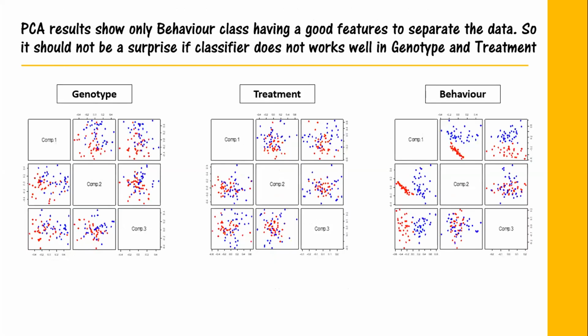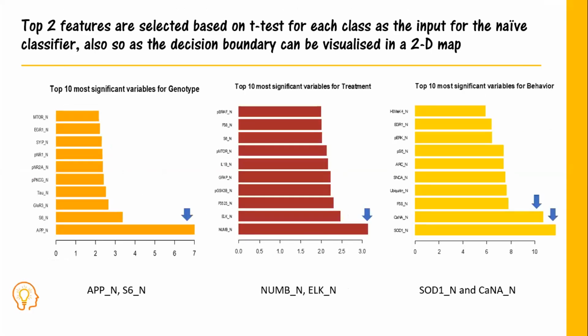Next, a walk through the PCA results. At a glance, we can see behavior is the one that has the good features. So we don't have a high expectation for genotype and treatment, but let's see what we can do for naive Bayes. Next, we select the most important features to fit into the naive Bayes algorithm based on the t-test result, and we have chosen 2 for each.